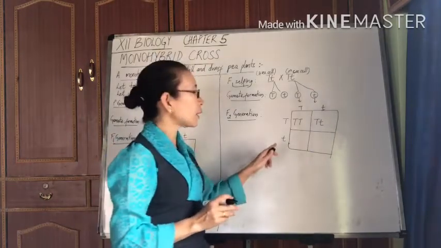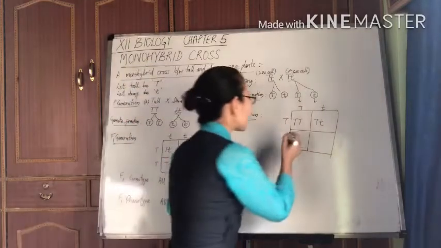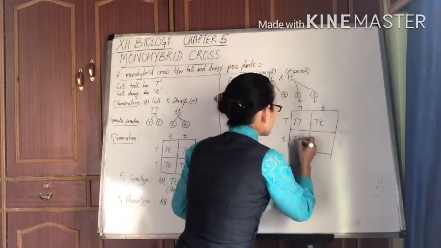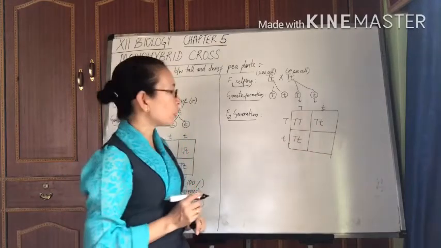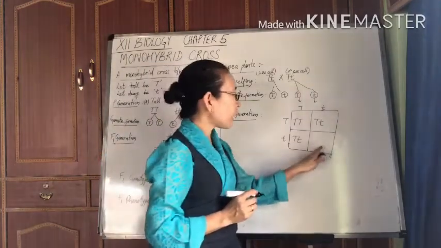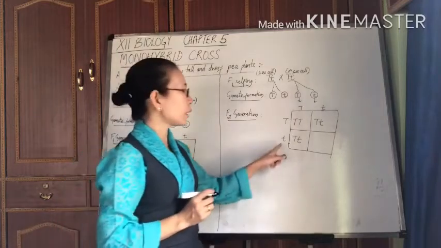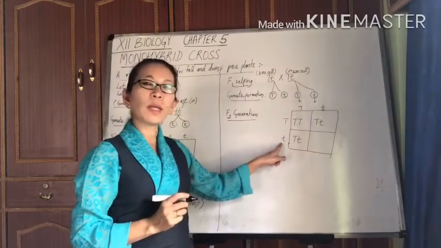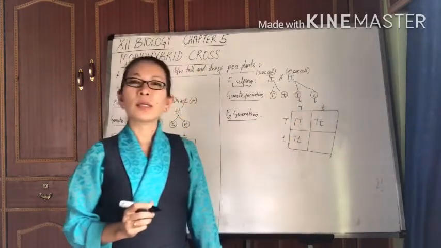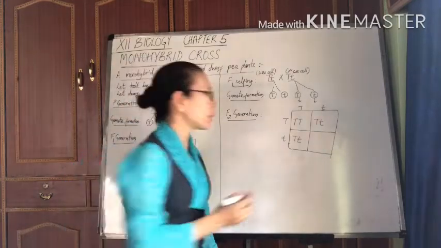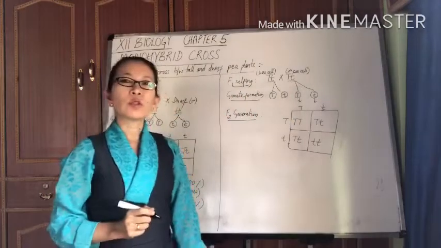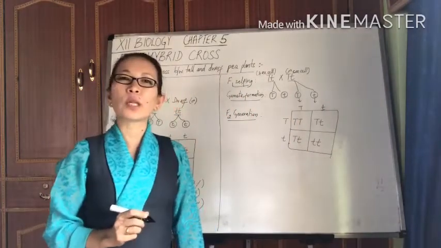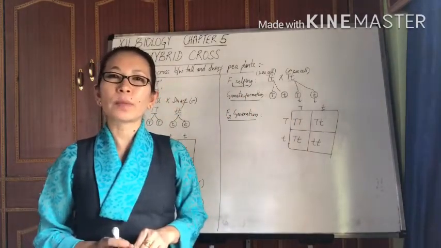Okay, so instead of writing small t capital T, we are going to be writing capital T small t. So we write the capital letter always before the small letter, and the last box would be having a combination which is small t of the female gamete, and the second male gamete is also small t. So we will have two small t genotype. So these are the four possible genotypes of F2 generation.